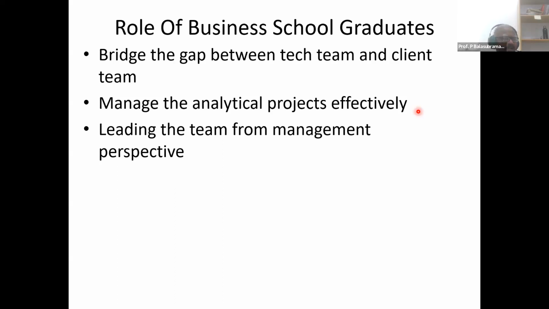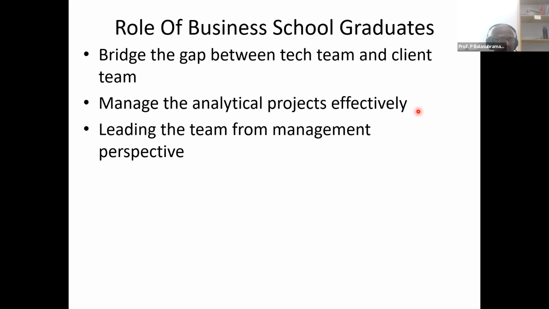Where is the real need? There is a big gap I found in the industry. What is the gap? The gap is between the tech team and the client team. The client who is working in manufacturing or any domain knows the domain well, but they don't know data science. Who is technically qualified to write the algorithms? They will understand the algorithms, they know all the models, but they don't know how to do it. There should be some person who will translate the business problem into a data science problem.